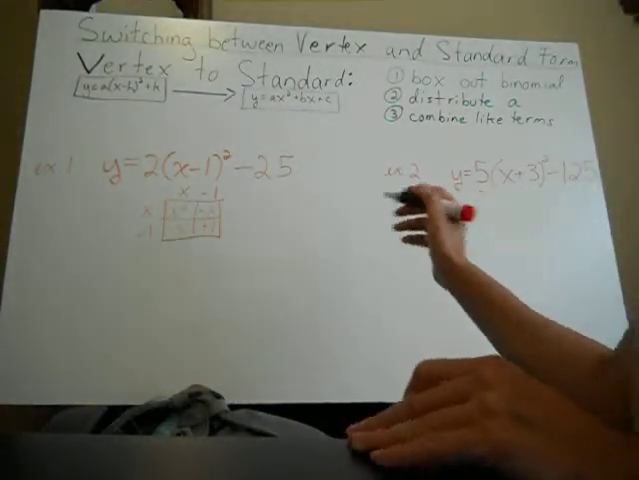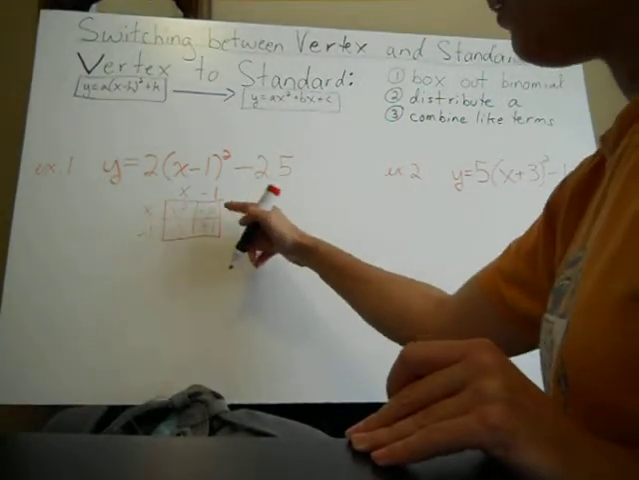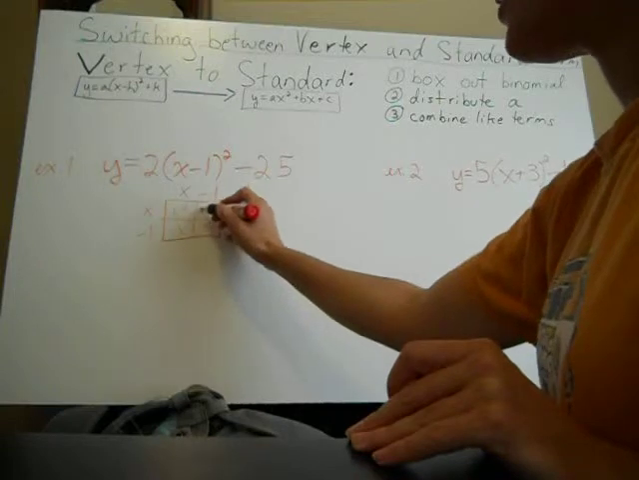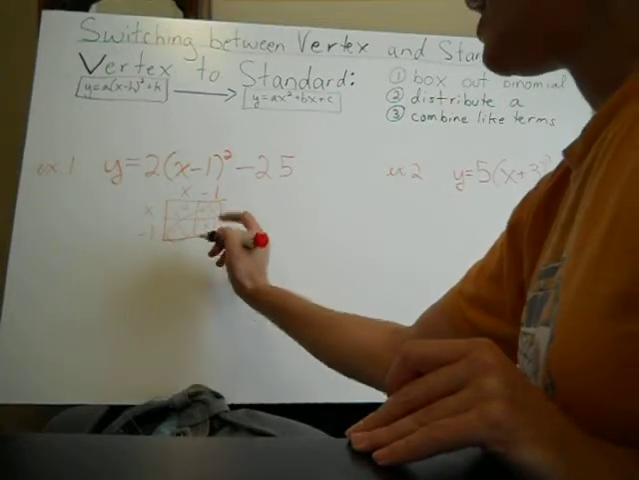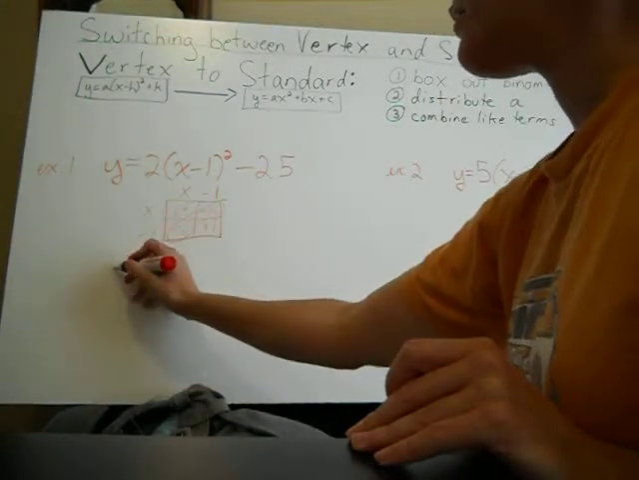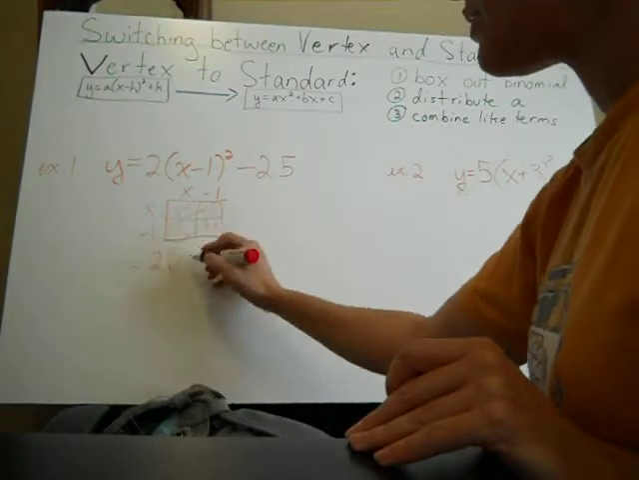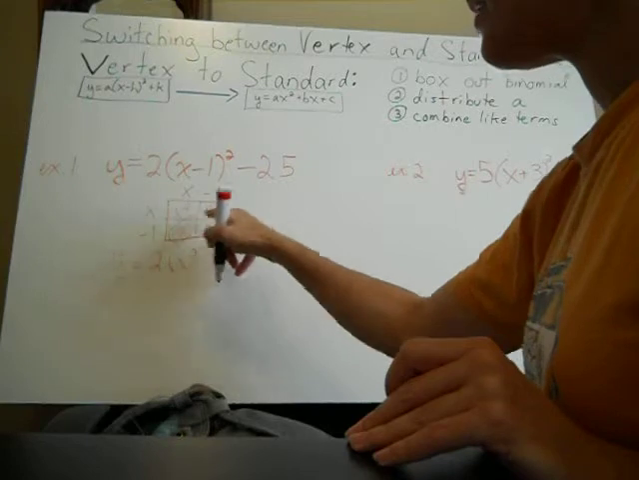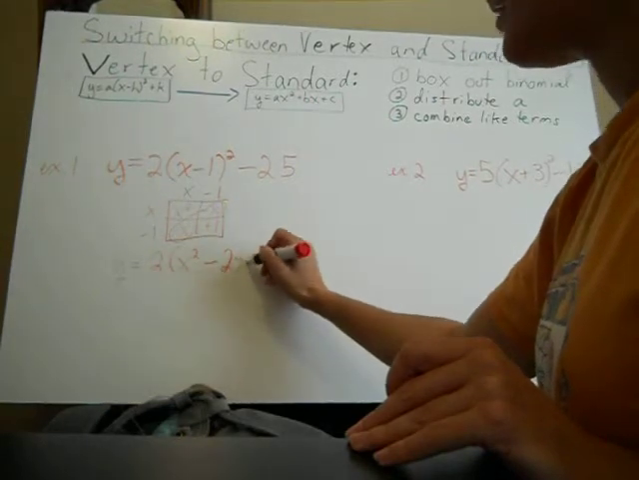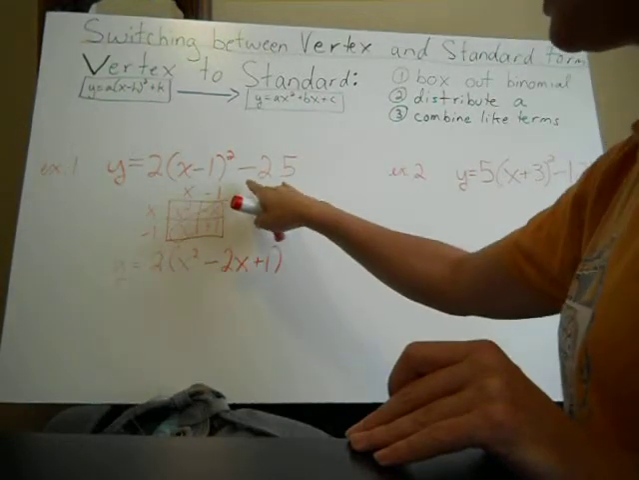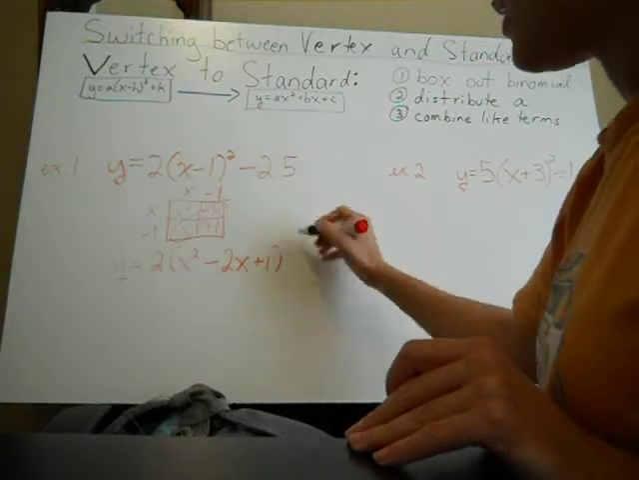plus 1. So out of that whole box, as you combine your like terms, what you have, substituting it in that part of the function, is y equals 2, still in parentheses, you have x squared minus 2x plus 1, and don't forget to bring down that minus 25.